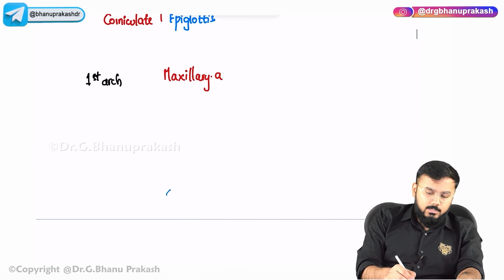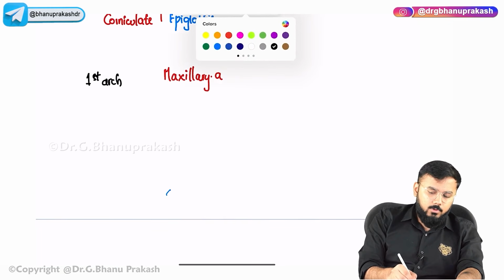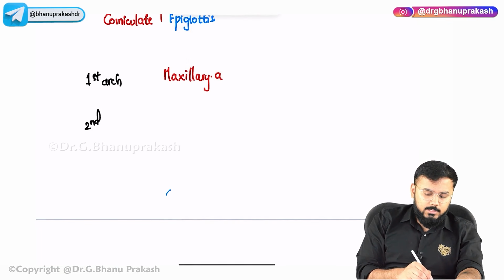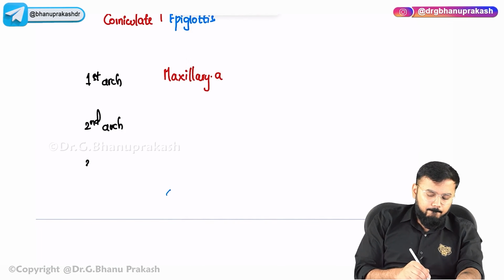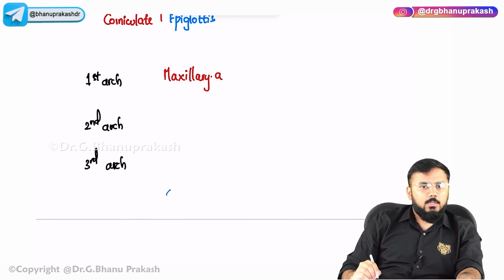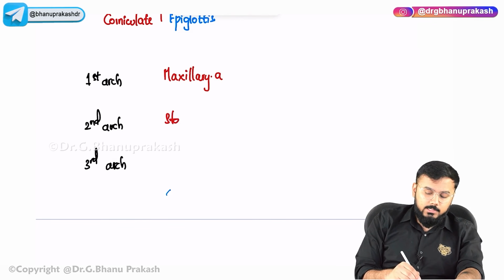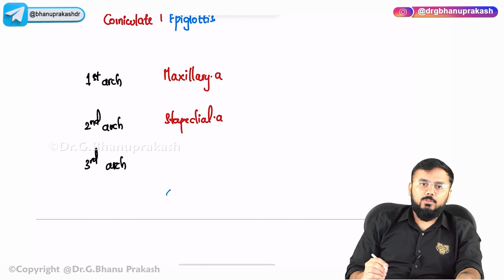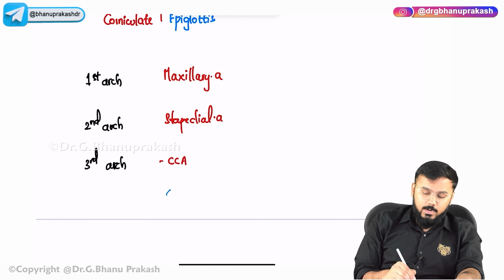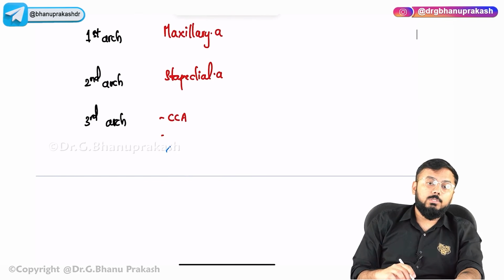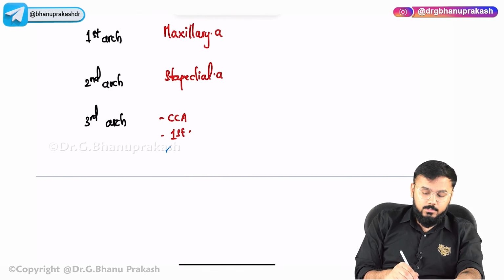Okay. Next, coming to the second arch. Let me also write down the remaining arches: the second arch and the third arch. Coming to the second arch, the artery which we have over here is the stapedial artery. Coming to the third arch, it is the common carotid artery and the first part of the internal carotid artery.